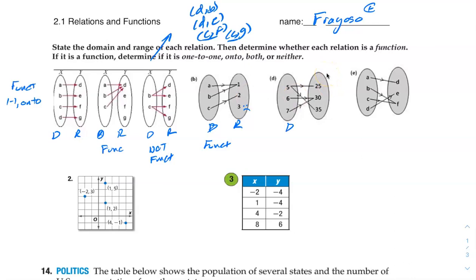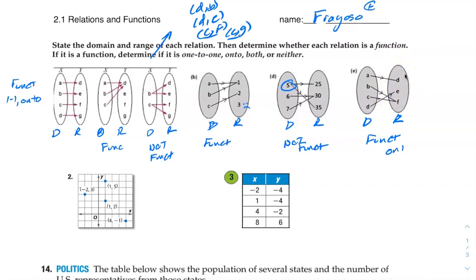D, domain and range. Is it a function? No. 5 is the problem. There's two 5s, 520 and 535, so not a function. E, domain and range. Is it a function? A is by itself, B is by itself, C is by itself, D is by itself. It is a function. Is it one-to-one? Do they all go to separate things? No, they don't. B and C both go to F, so it's not a one-to-one function. Is it onto? Does everything in the range get taken? Yes, it does. So it's an onto function.